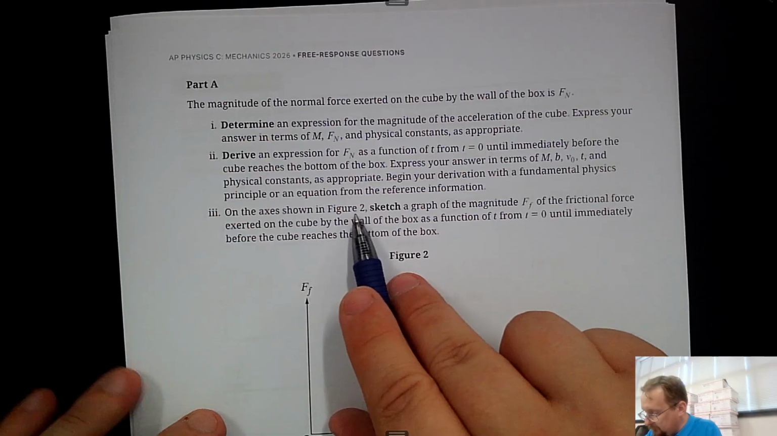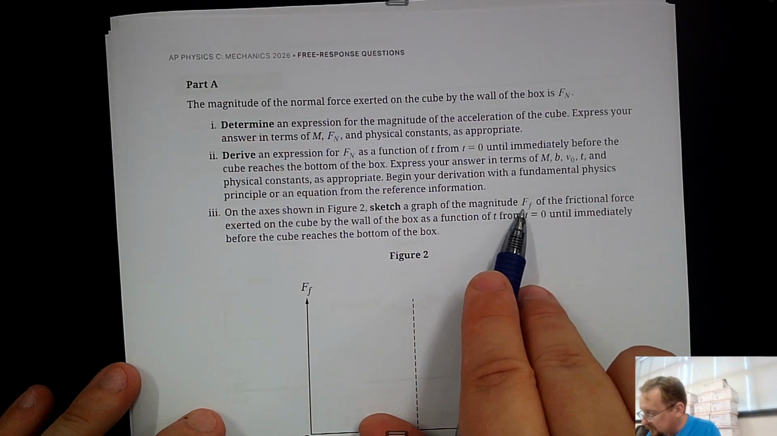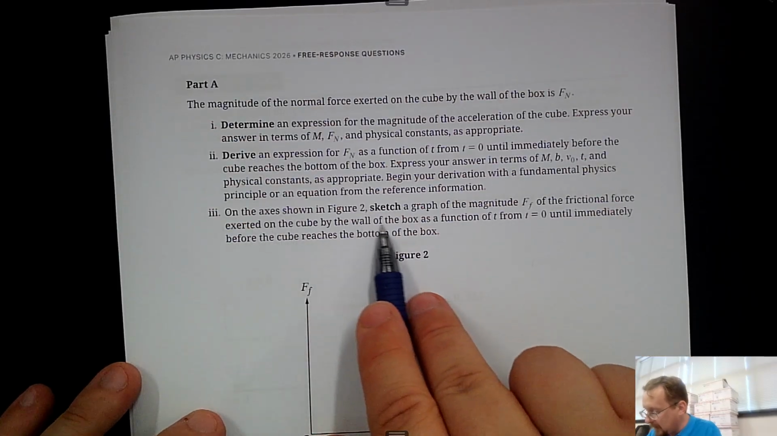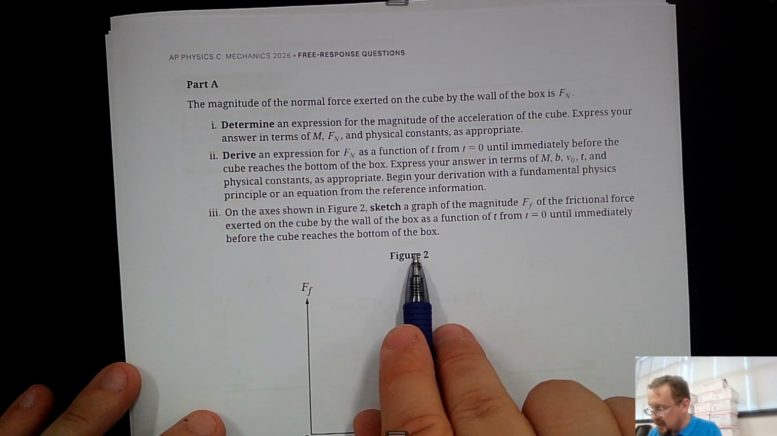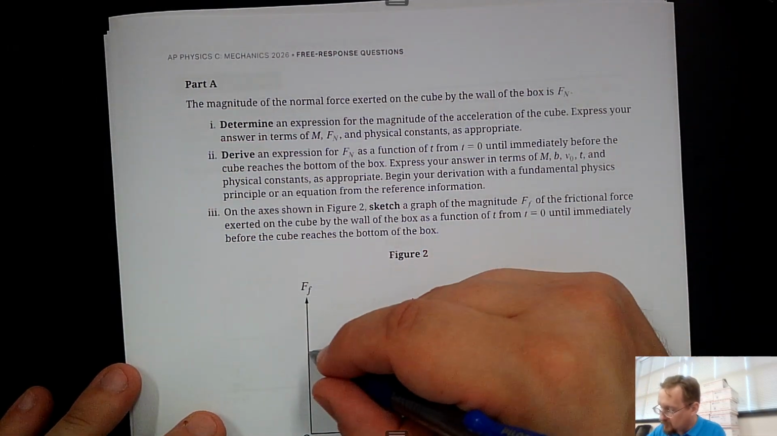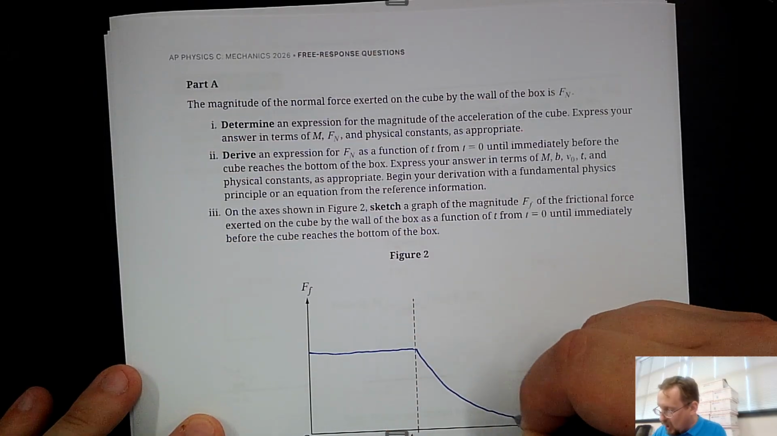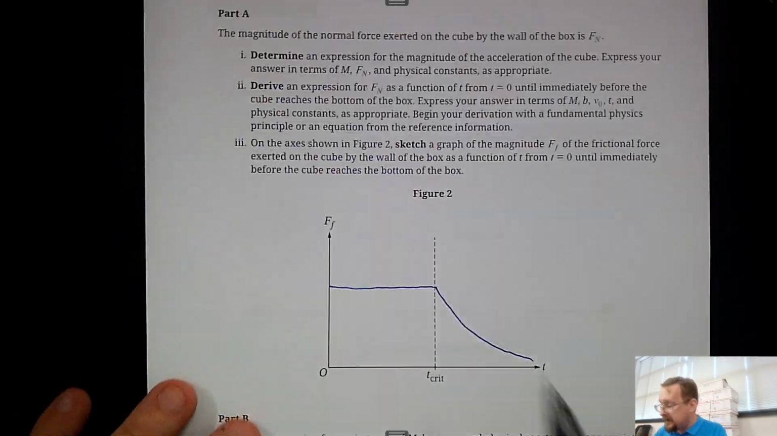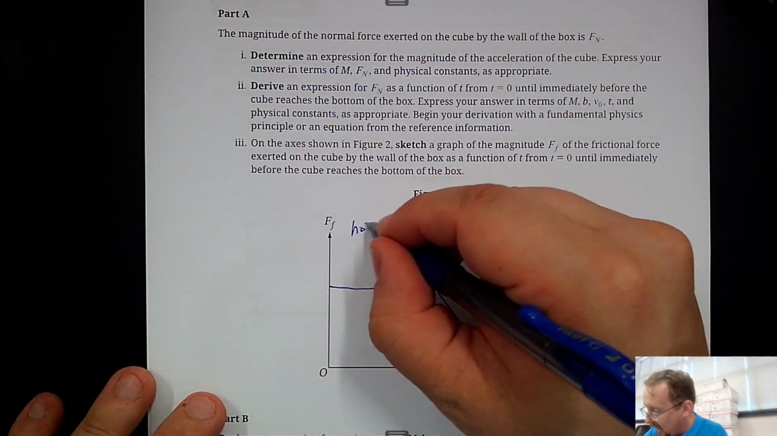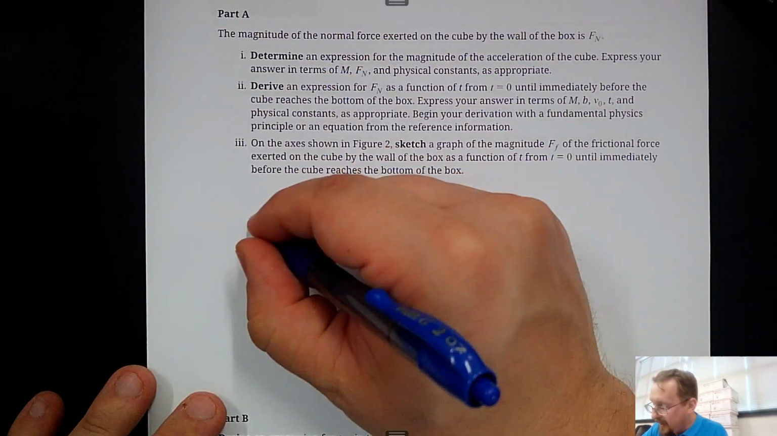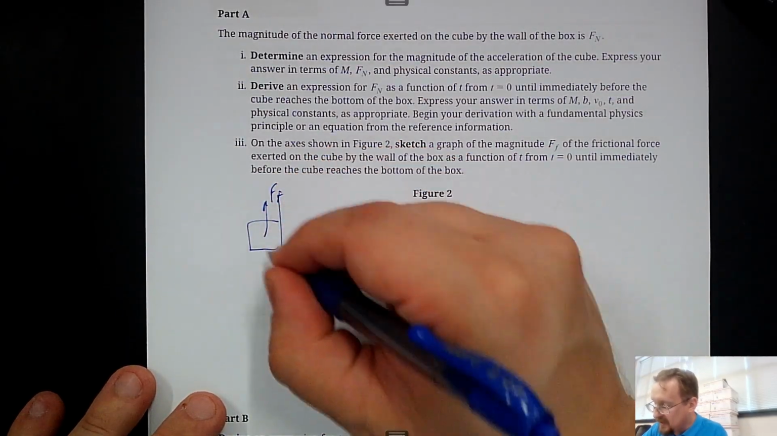On the axis shown in figure 2, sketch a graph of the magnitude F friction of the frictional force exerted on the cube by the wall as a function of time t. Okay, get ready for it. You ready, folks? Flat line! Decaying exponential! Why? Because when you're not slipping, the friction force is exactly equal to mg.